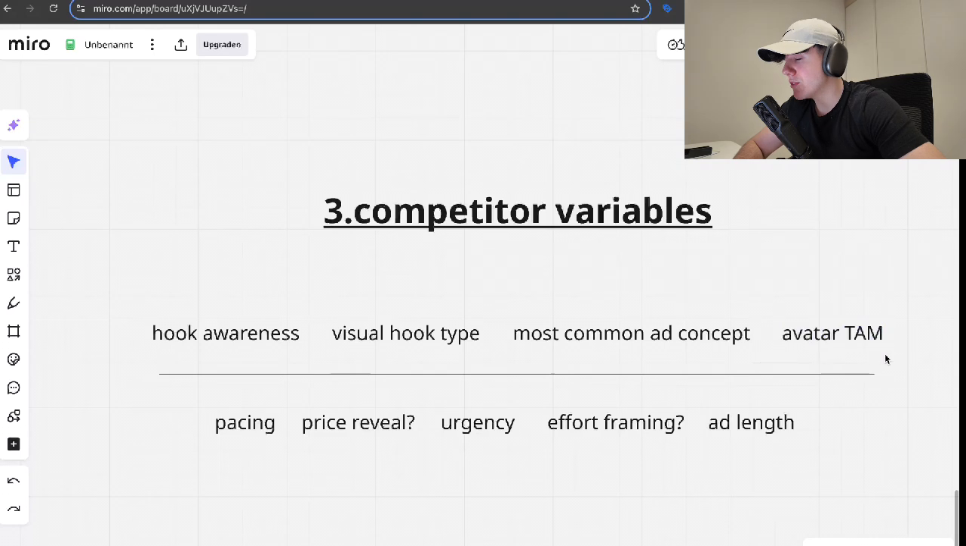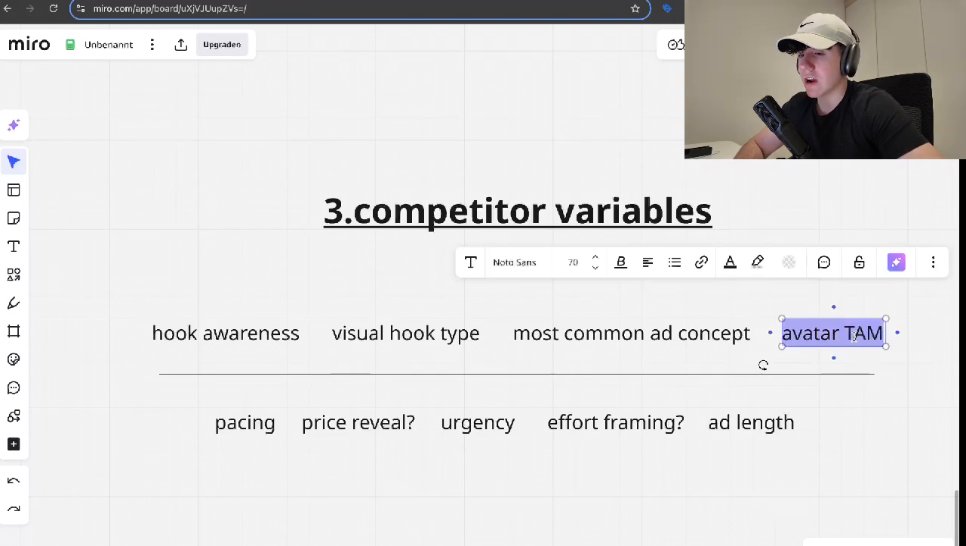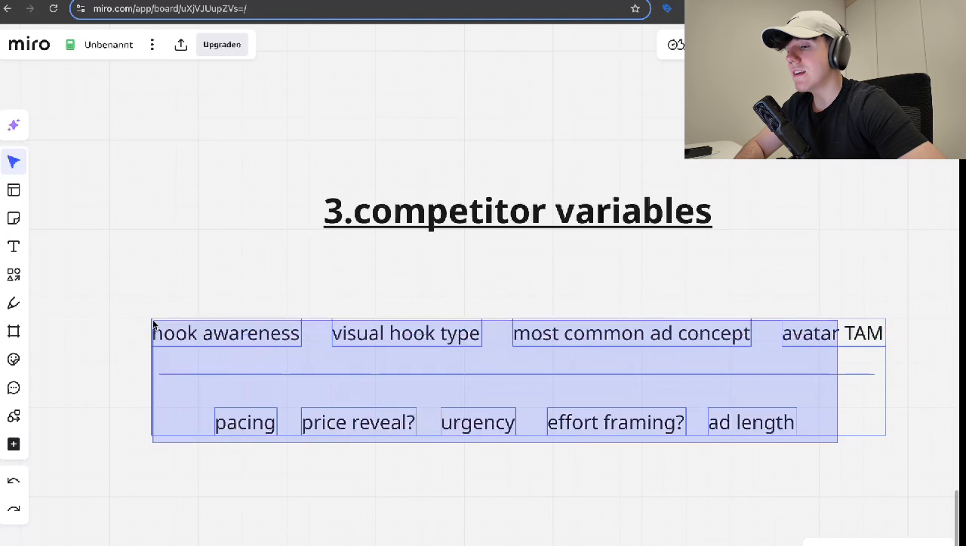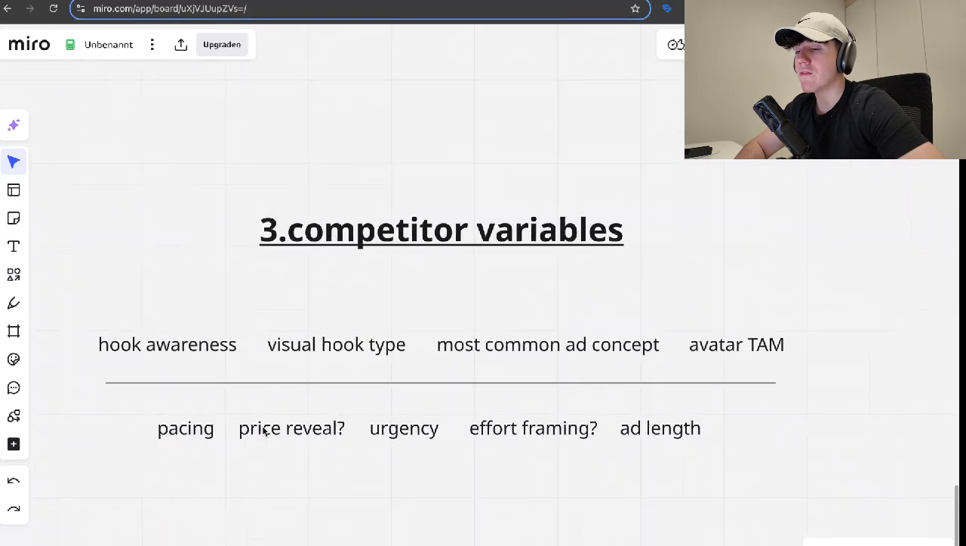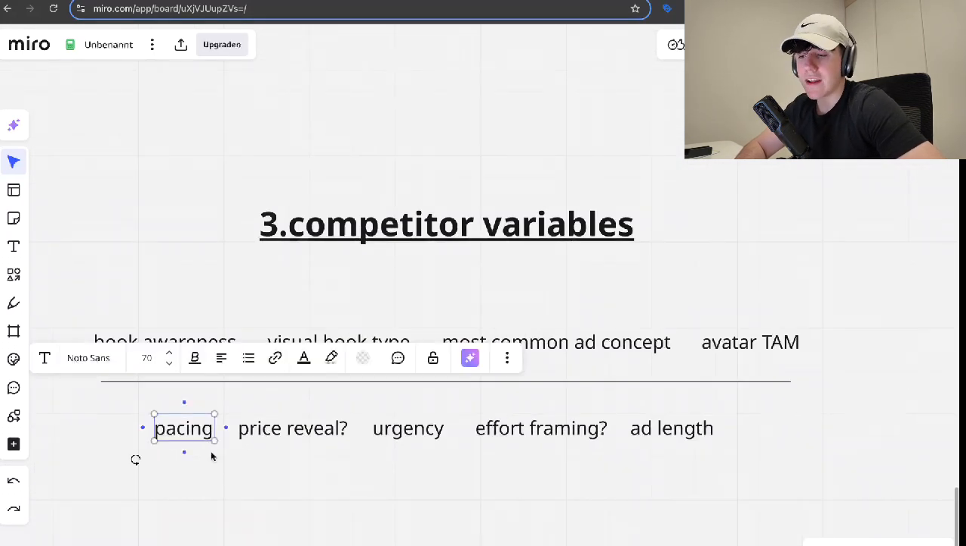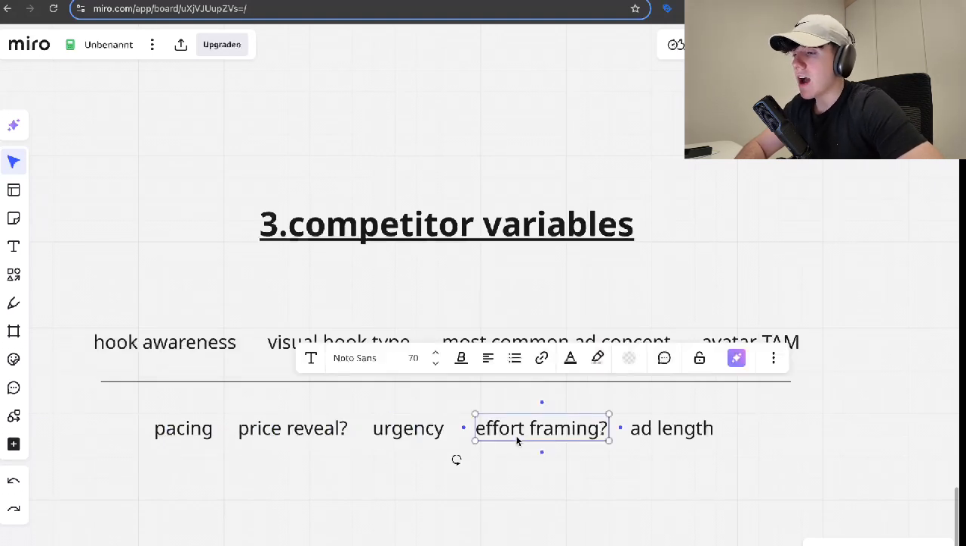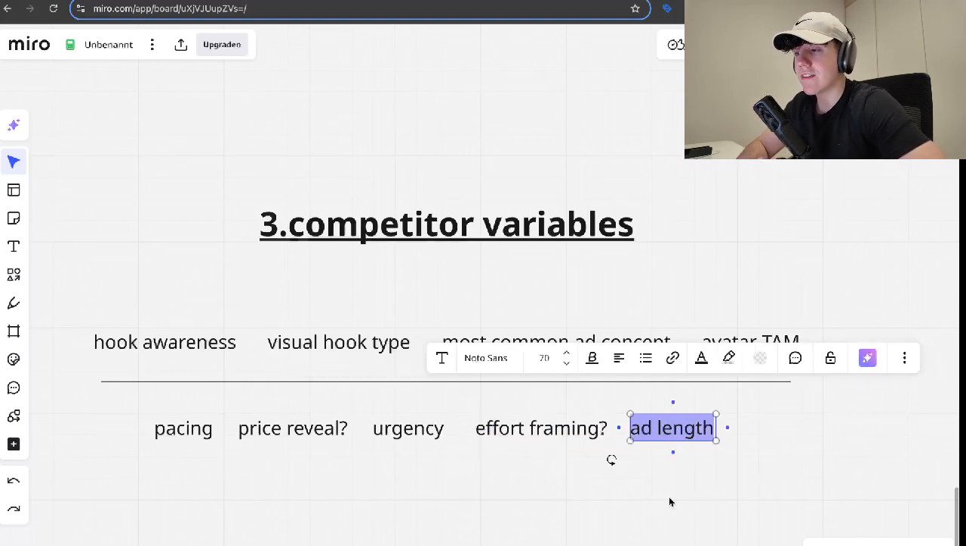And then obviously we have the avatar total addressable market. Are they speaking to everyone? Are they niching down on a specific avatar? All of these things you want to write down. These are the high impact, high leverage things. And then for the more specific tests, we write down more variables for editing and design. So it's pacing. Do we have a price reveal? Do we have urgency? In what ways? Do we have an effort framing, which is kind of preparing them for how much work they'll have to put in? How long are their ads, and so on.